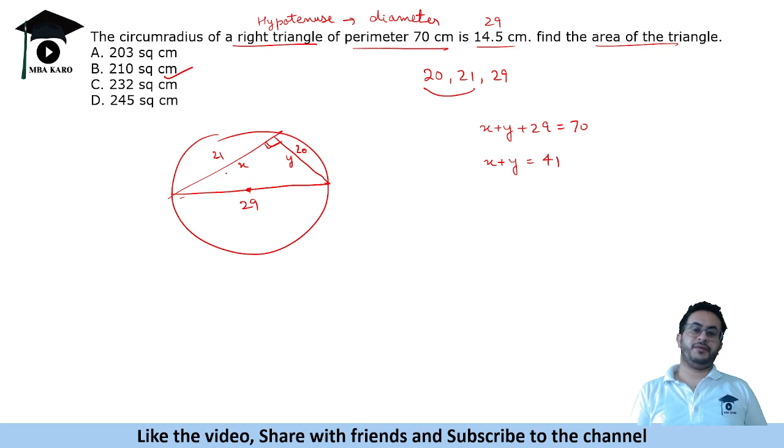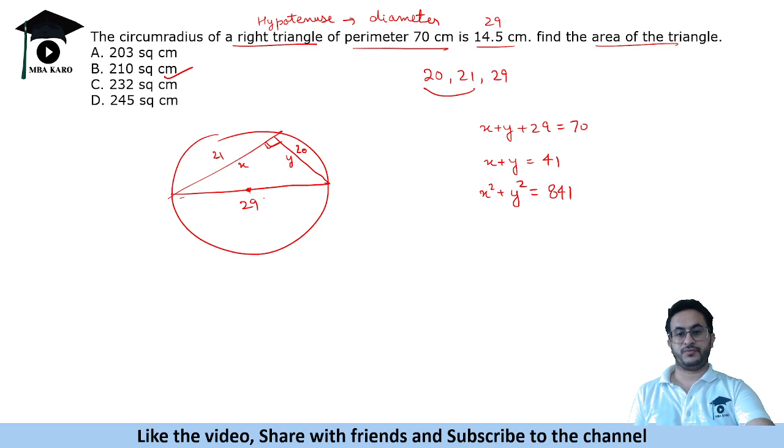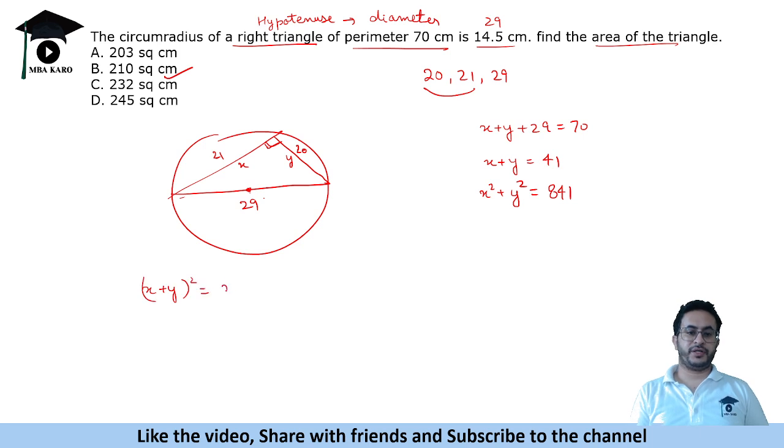The second property is x square plus y square is equal to 29 square, so that will be 841. That is the property that we will get. Now you can use (x plus y) whole square is equal to x square plus y square plus 2xy, that is 1681, and x square plus y square is 841.